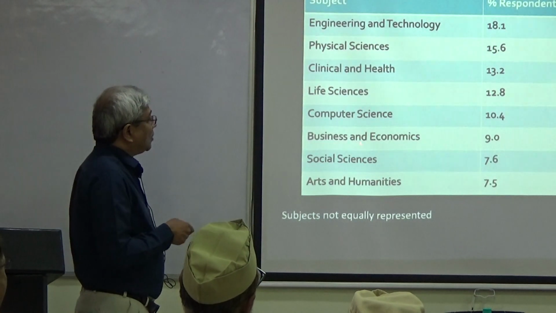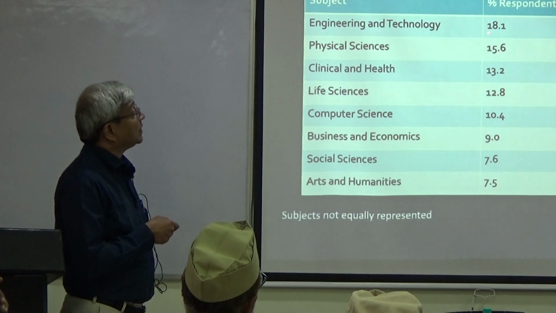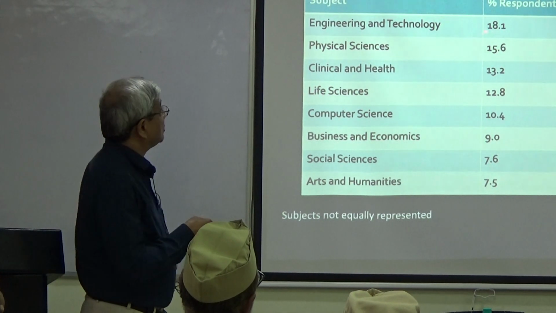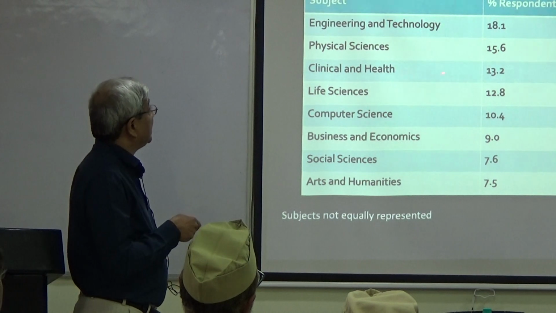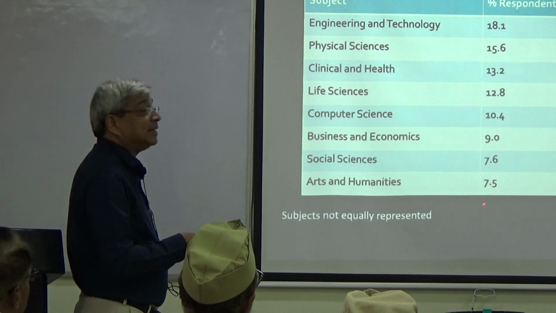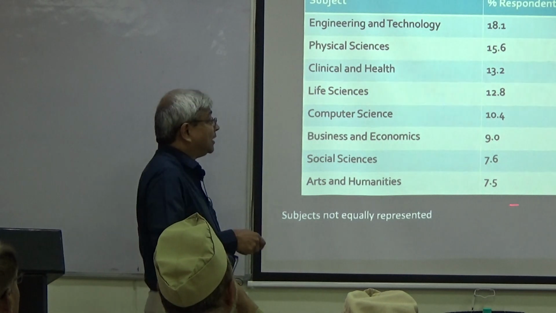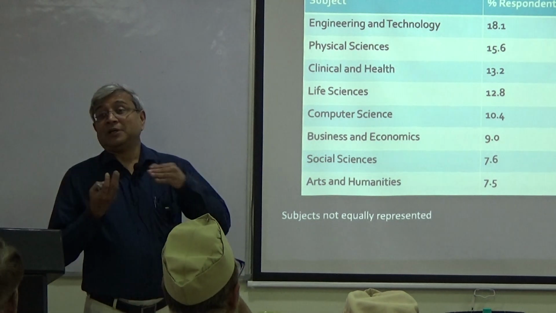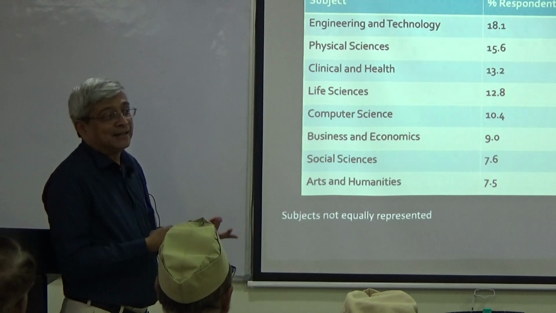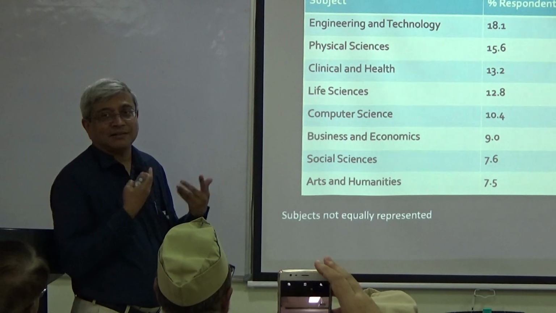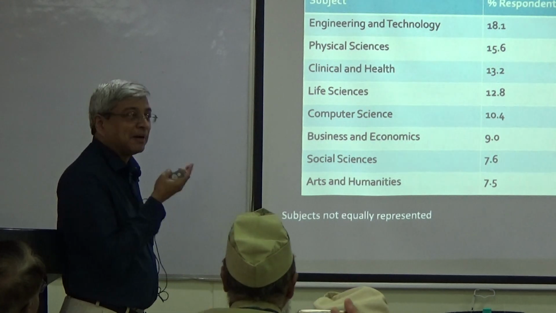But subjects are not all equally represented. Engineering and technology, 18% of the respondents belong to this. Physical science, 15%. Clinical and health, 13%. Arts and humanities, only 7.5%. So obviously, if a university is very good in arts and humanities, and only 7.5% are from that area, they will not know anything about those universities. So that again is biased in that sense.